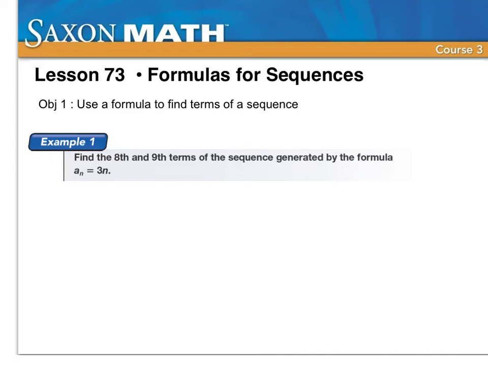Okay, lesson 73 is about formulas for sequences. You've got your objective here. Let's go ahead and get started. Example 1 says to find the 8th and 9th terms of the sequence generated by this formula.